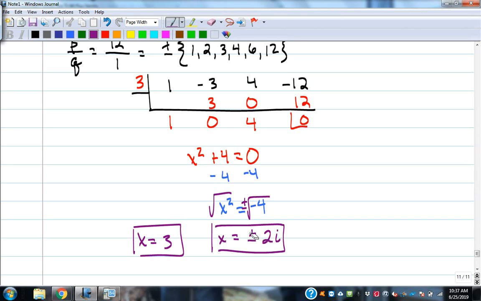You can't verify the complex ones with the graph, though. That's the bad part about it. But you can verify the real one. These others you could verify with synthetic division. You could work that out and see that it's there. But the complex doesn't change how you go about the problem. Just changes how your answers look and how the graph looks. Okay. Let's do another one.